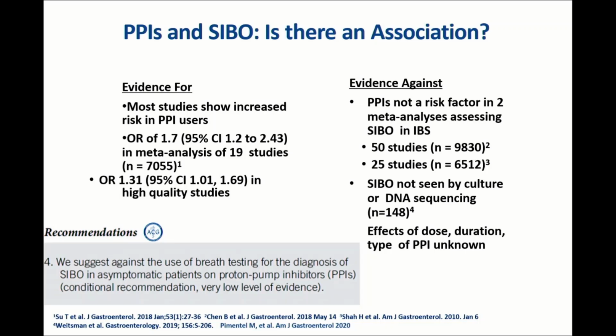So the evidence against is that PPI is not a risk factor in 2 meta-analyses assessing SIBO and IBS, and a bunch of studies did not see SIBO by culture or DNA sequencing, and the effects of dose, duration and type of PPI are unknown. So the ACG states that we suggest against the use of breath testing for the diagnosis of SIBO in asymptomatic patients on proton pump inhibitors.